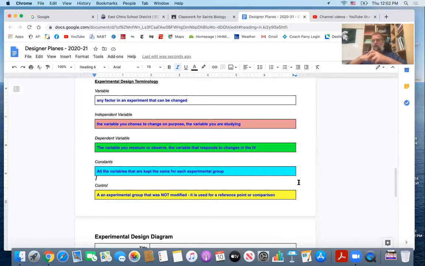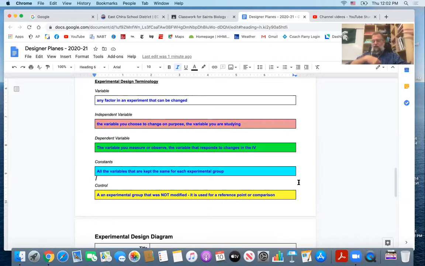So the key is half the people will get the real vaccine, half the people will get the false vaccine, but they won't know who has which one, because sometimes people will psychologically report that they feel better or report that things are improving because they think they're getting a medicine. So this is how we sort of combat that. So our control group would be the group that got the placebo.